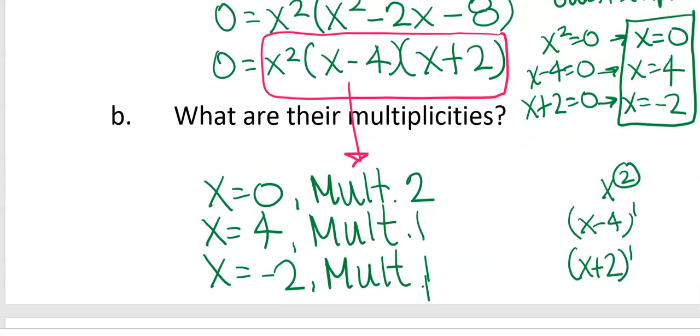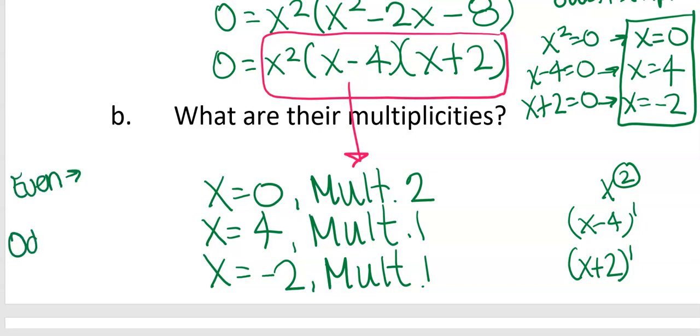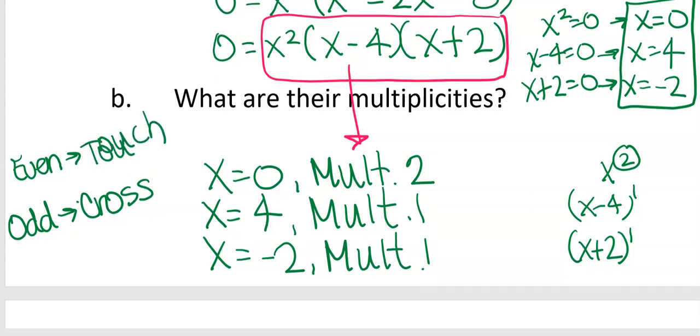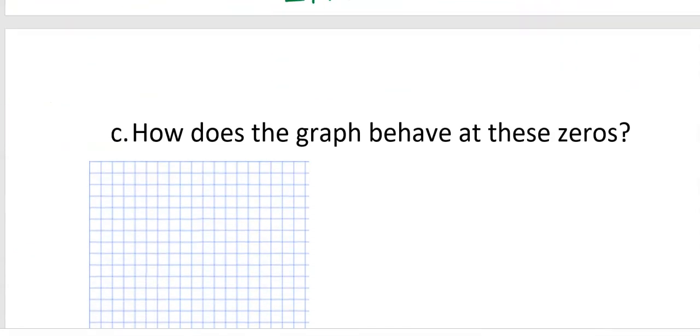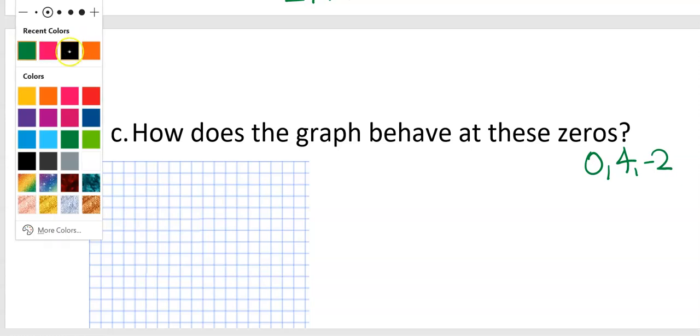Now, what that means is when you are looking at multiplicity, if it's even, it's going to do a specific thing. If it's odd, it will cross the graph. So when it's odd, it's going to cross the graph through those points. If it's even, it's going to touch it, and it's going to go back up the same way it came. So we're going to put these zeros on the graph, 0, 4, -2. And then we're going to discuss the multiplicity and how that works.